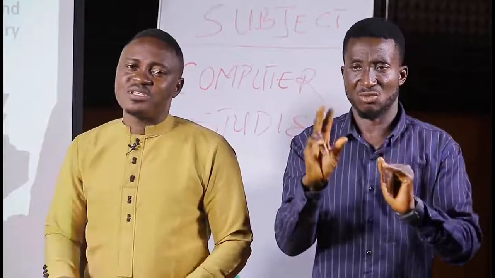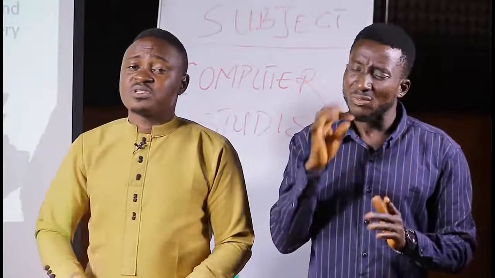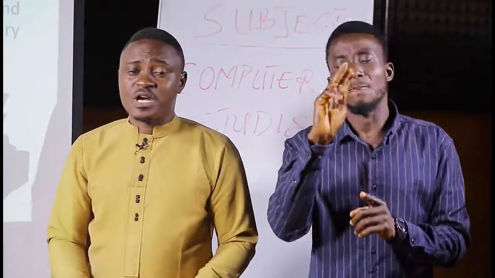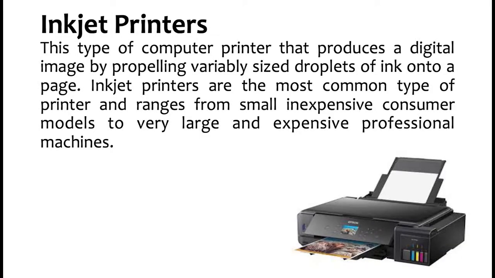Non-impact is less noisy, and it's one of the most used printers now because it's easy going, and we can actually use it, and it's more efficient if you ask me. We have the inkjet printer, which is also an example. We could see a diagram of an inkjet printer. This type of computer printer produces digital images by propelling variably sized droplets of ink on the paper without much noise.